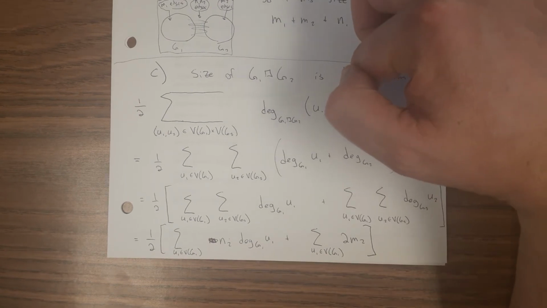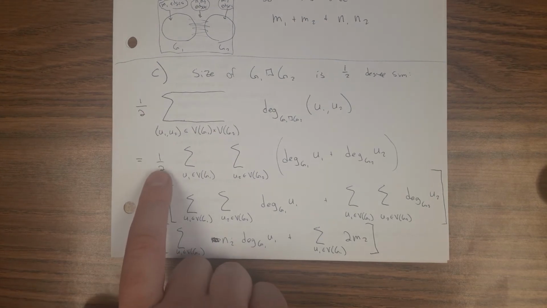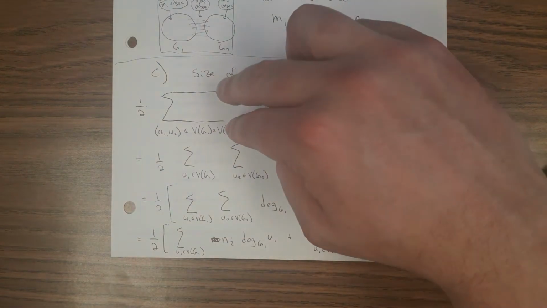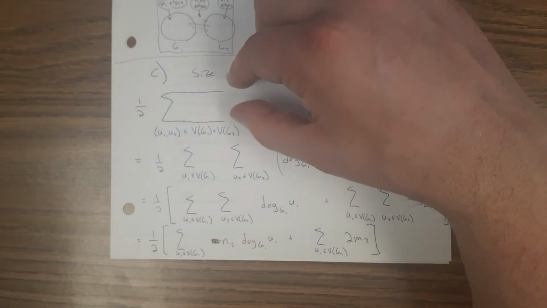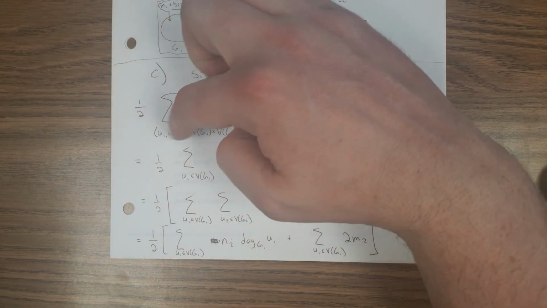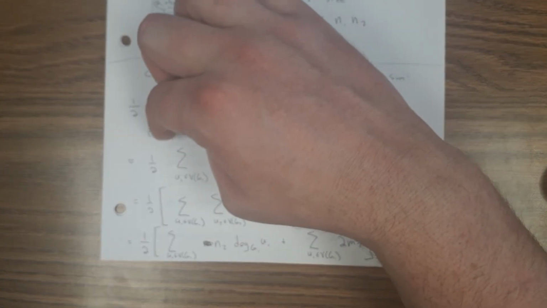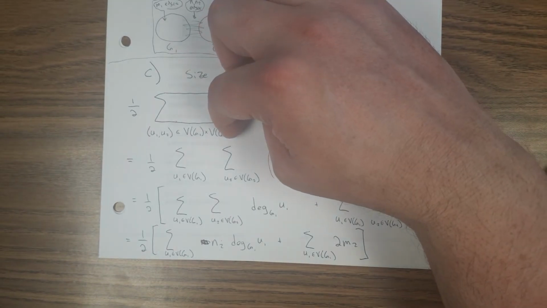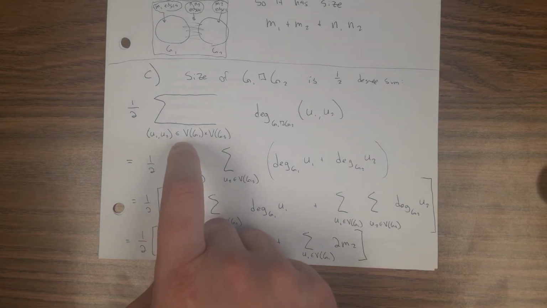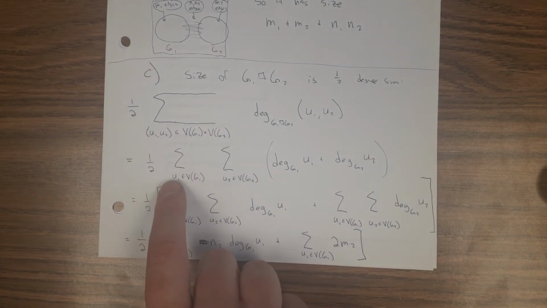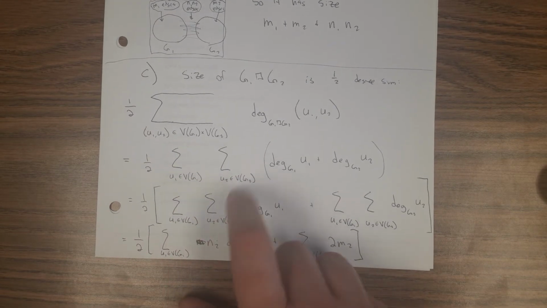So how am I going to do this? First of all, the half just came right down. I can write this sum a different way. This sum is over all ordered pairs where u1 is a vertex in G1 and u2 is a vertex in G2. I can write this as a double sum where I'm doing the sum over all u1 that are vertices in G1 and u2 that are vertices in G2.